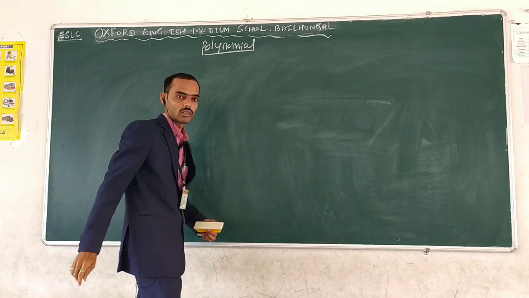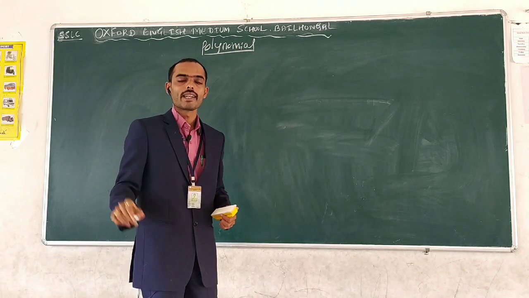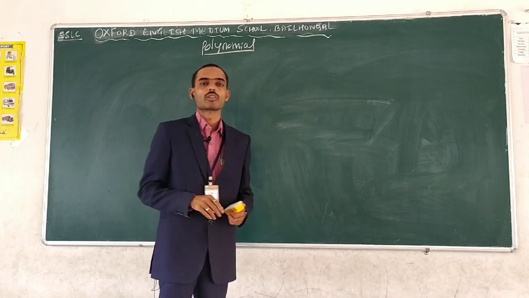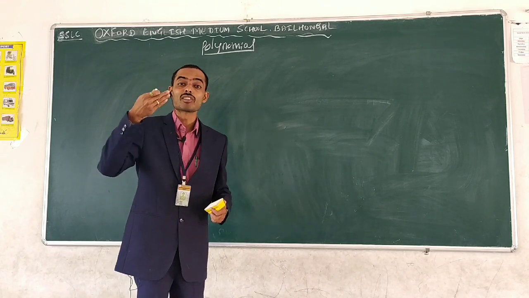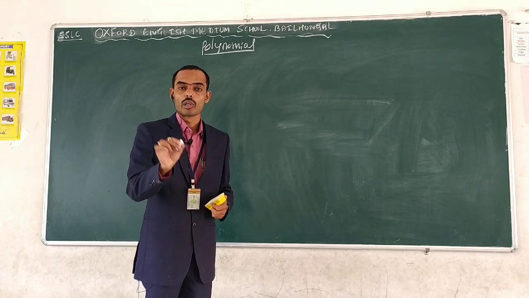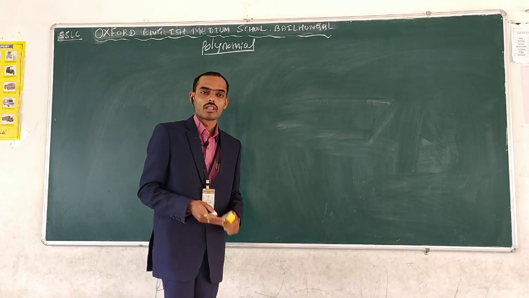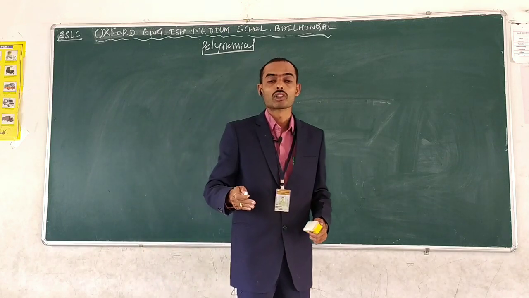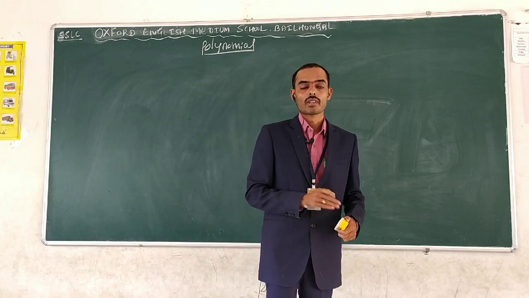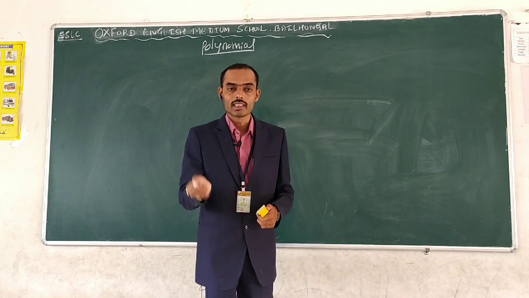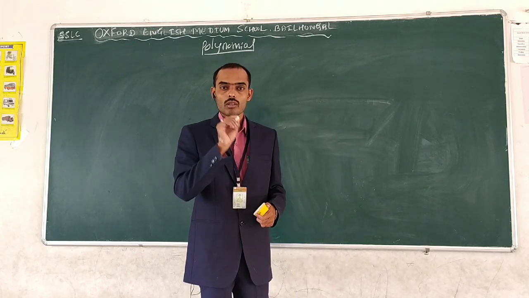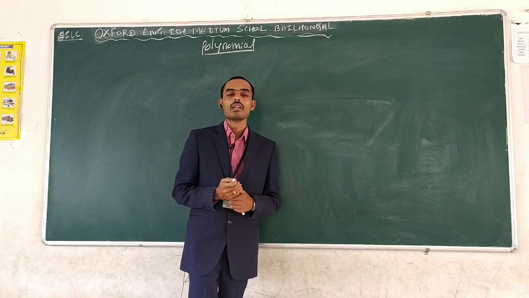I will repeat once again the definition. What is the meaning of polynomial? The algebraic expression or algebraic equation having more than 3 terms is called polynomial. So, in this chapter we have to study first of all degree of the polynomial, next types of the polynomial, that is linear polynomial, then quadratic polynomial and cubic polynomial.